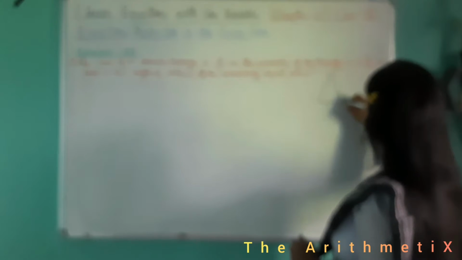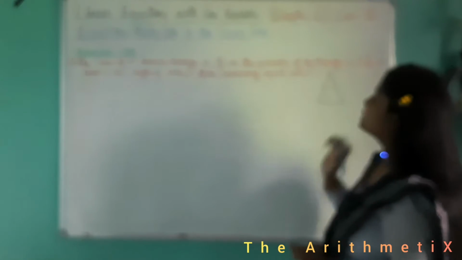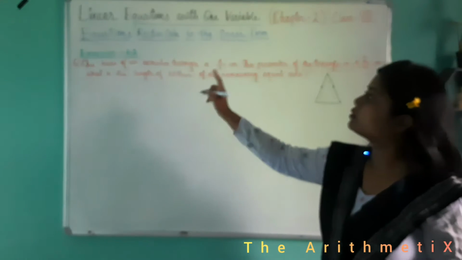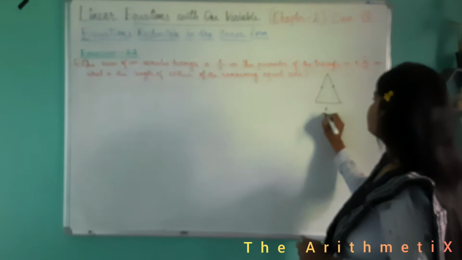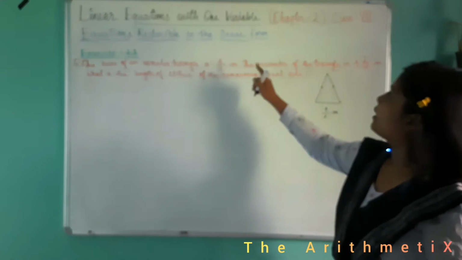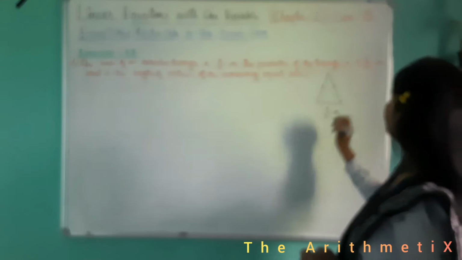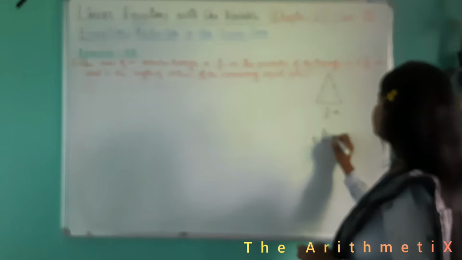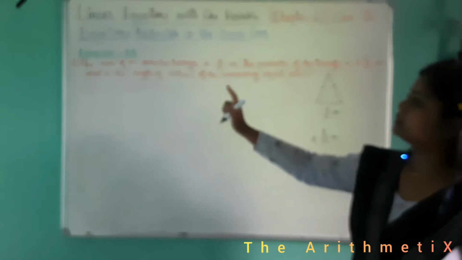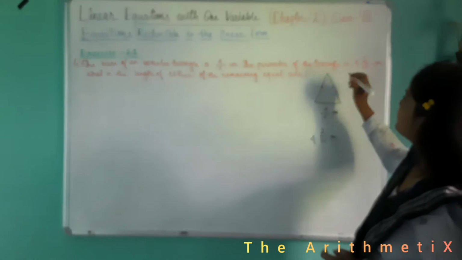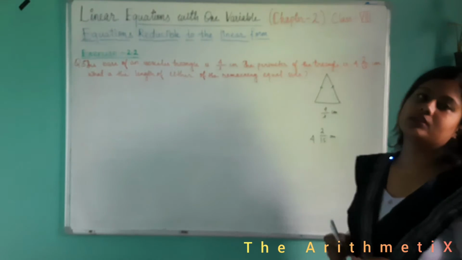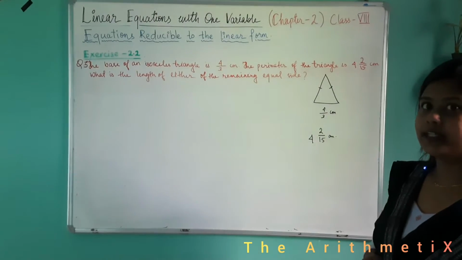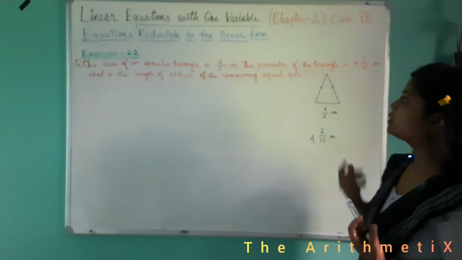So let us draw an isosceles triangle. Let us consider these two sides are equal in this triangle. The base of an isosceles triangle is 4 upon 3 cm, so this one is the base. Let us say this is 4 upon 3 cm. Again, the perimeter of the triangle is given to be 4 whole 2 upon 15 cm. What is the length of either of the remaining equal sides? These are the equal sides, and we need to find the length. So we don't know what the answer is.